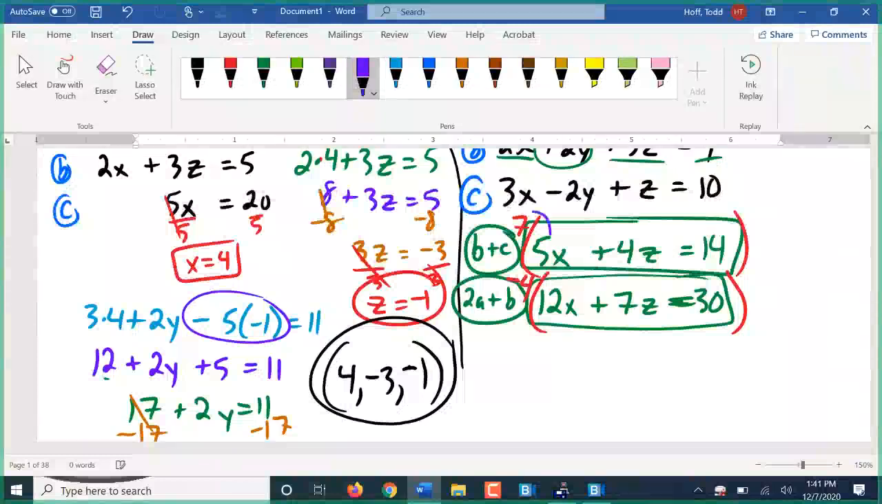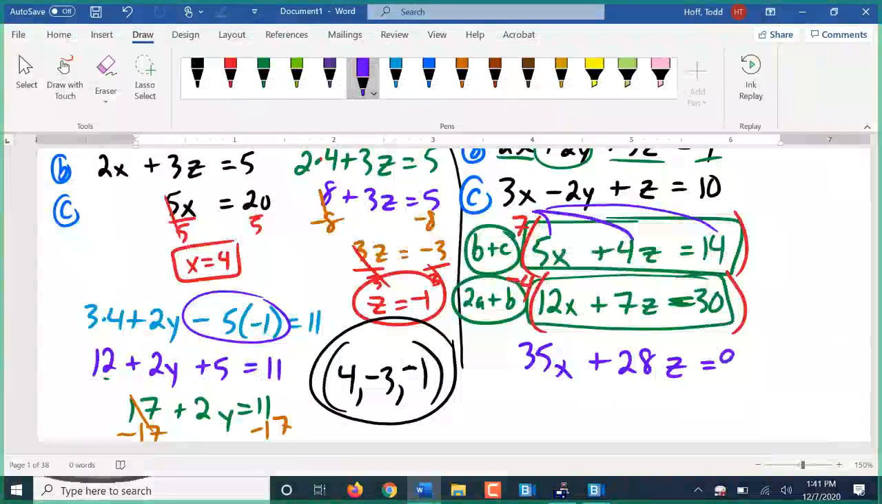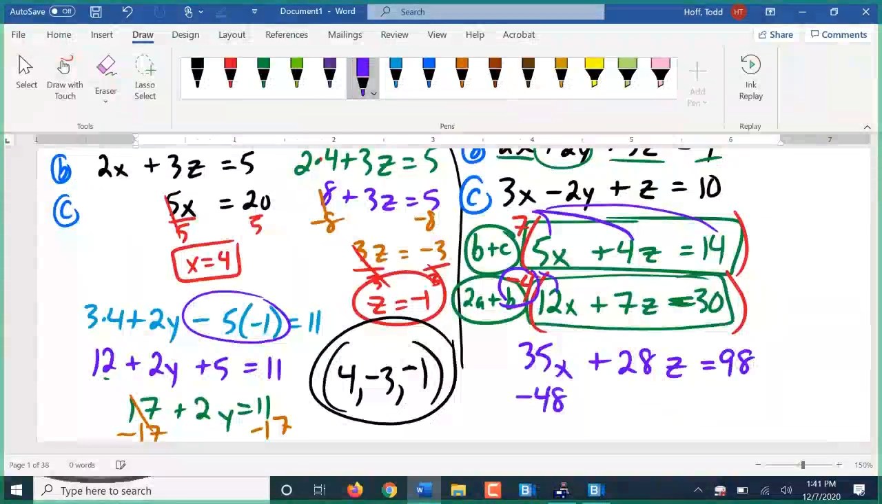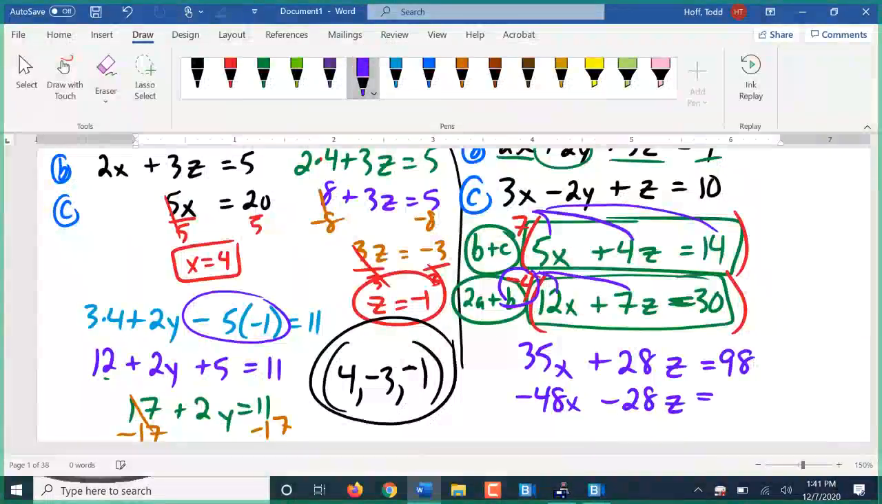Now we have 7 times 5x is 35x. 7 times 4z is 28z equals 7 times 14 is 98. Down here it's negative 4 times 12 is negative 48x. Negative 4 times z is a negative 28z equals negative 4 times 30 is a negative 120.